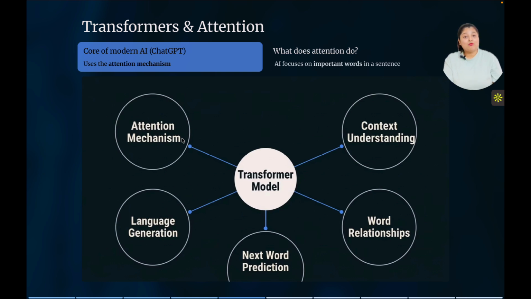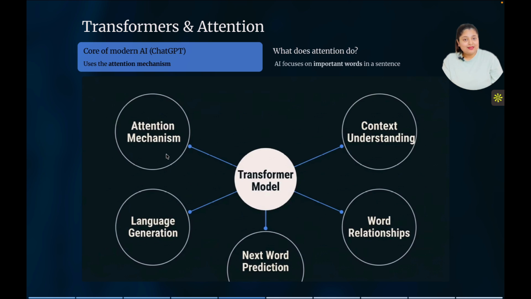Now, here's the most important concept, that is transformers. This is what made modern AI like ChatGPT possible. At the core of transformers is something called attention. Let's understand this with a simple example. Imagine someone says, "The dog that chased the cat was fast." Now, if I ask who was fast, you don't get confused. You know it's the dog, not the cat. Why? Because your brain focuses only on the important words. AI does the same thing using attention. It looks at all the words in the sentence and decides which words matter a lot.